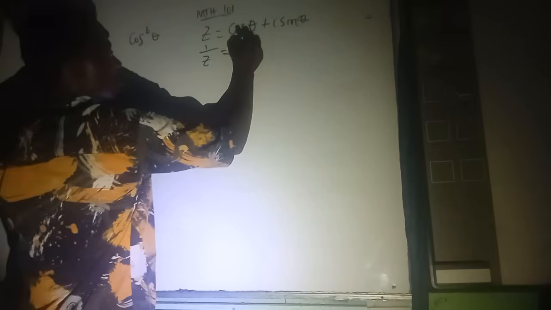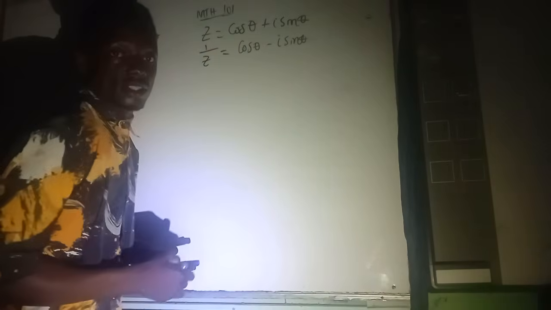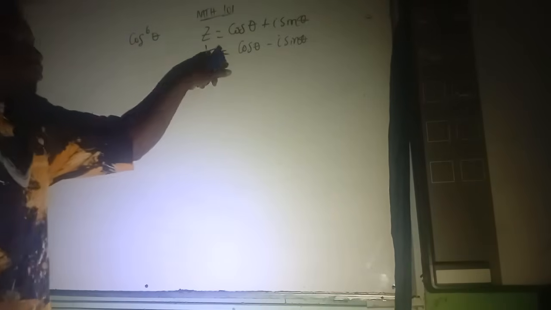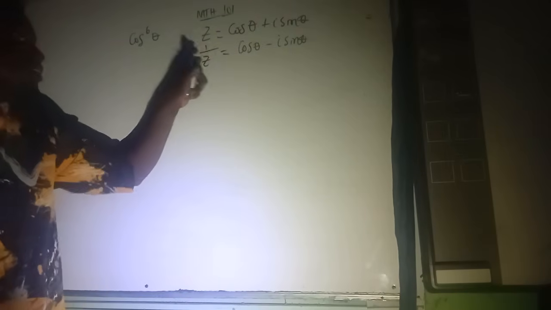So let's find 1 over z. So 1 over z will give us what? Cos theta minus i sine theta. You can prove it: 1 divided by this, if you rationalize and do everything, you will get this, with substitution of trig identities. But just know this: 1 over z is the same thing, but the sign is different. This is z, this is 1 over z. This is very correct under complex numbers.